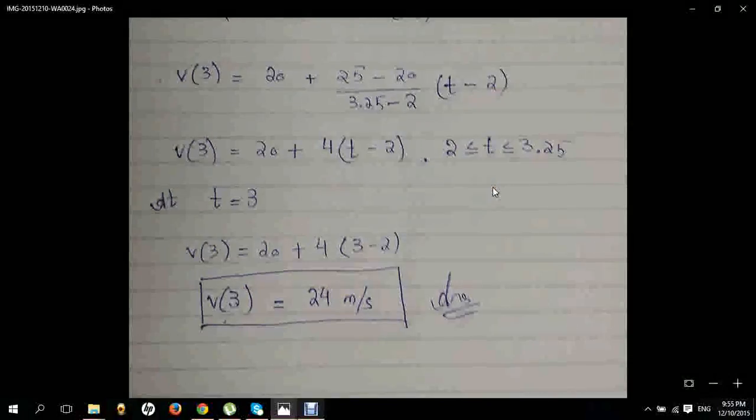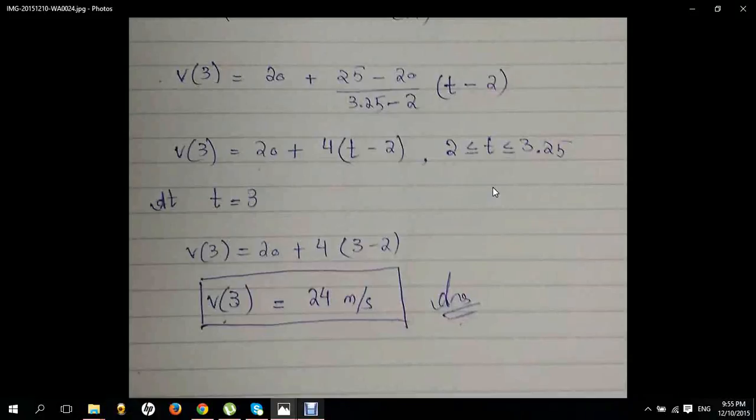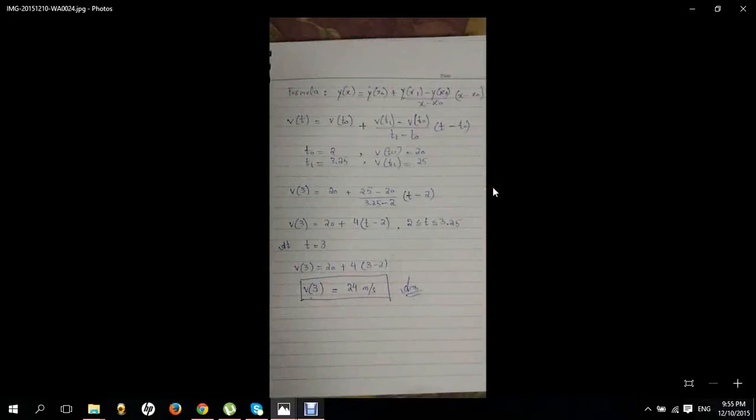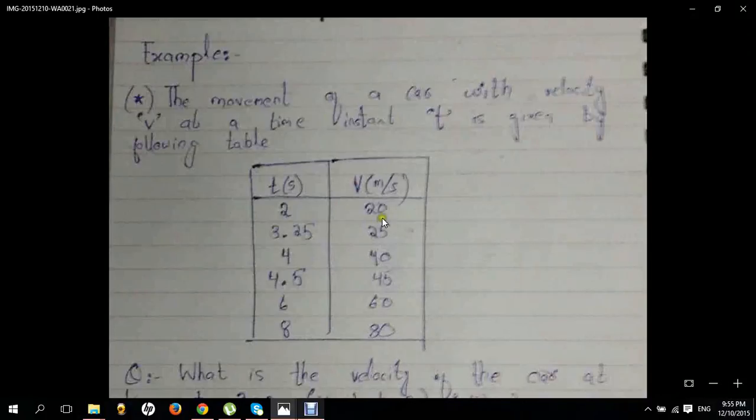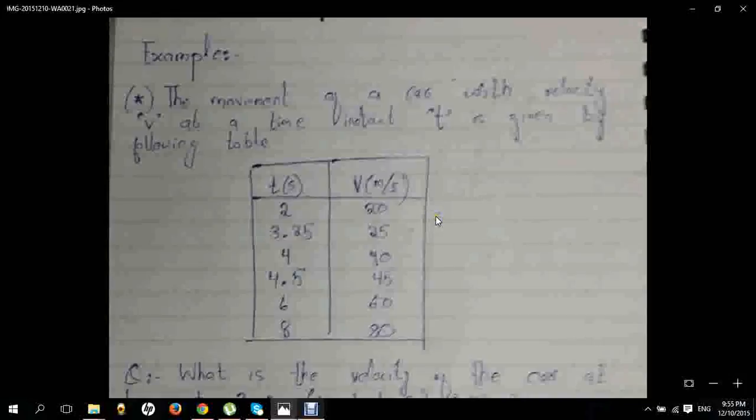So the car velocity at time 3 seconds is 24 meters per second. You can check that by observation: 24 lies between 20 and 25, as 3 lies between 2 and 3.25. So we can also check our value.